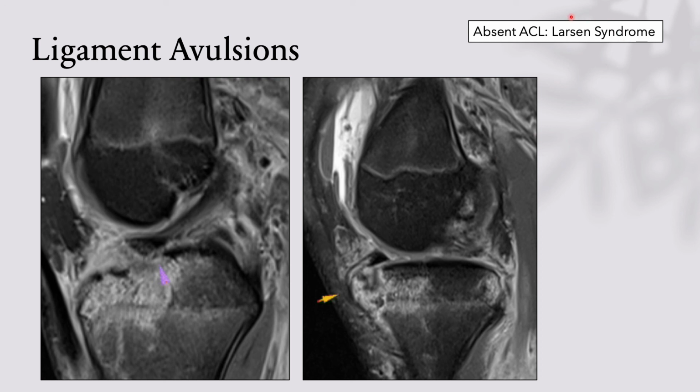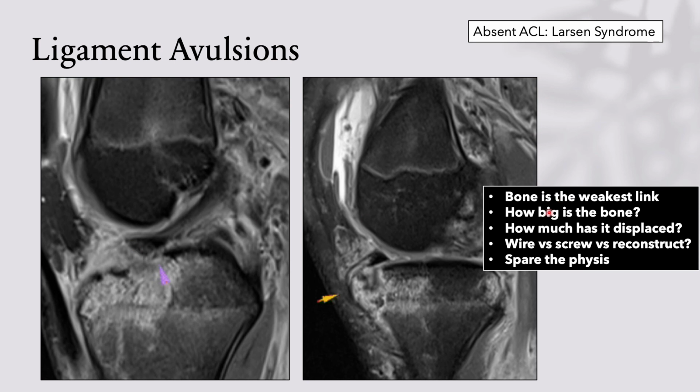I'm not going to talk much about Larsen syndrome, which is an absent ACL. You almost never see it. But the key things about ligament avulsions that you should remember are always the bone is the weakest link in these patients. So you often see bony avulsion. They want to know how big is the bone. They want to know how much it has been displaced. And this helps them to decide whether they are going to fix it or just immobilize it, whether they're going to use a wire or a screw, or whether they're going to actually have to reconstruct the ligament, and then how they're going to spare the physis in that reconstruction.